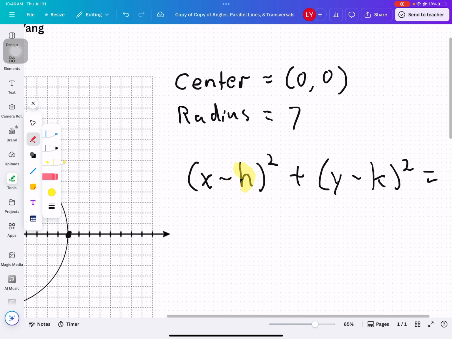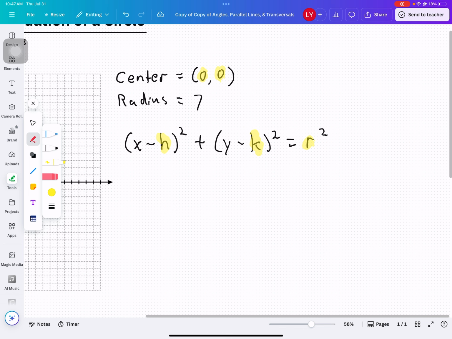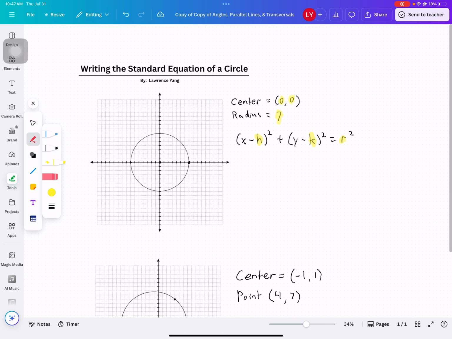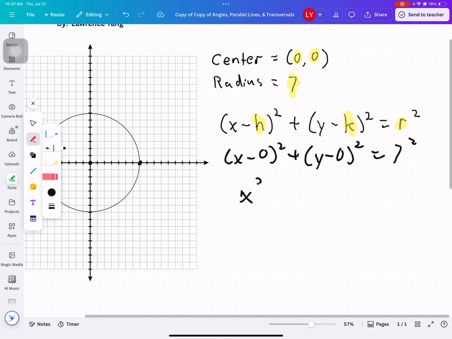H is the x-coordinate of the center, K is the y-coordinate of the center, and R is the radius. I'll explain later why this works. All we need to do now is to plug it in. And if we simplify that, that becomes x squared plus y squared equals 7 squared.